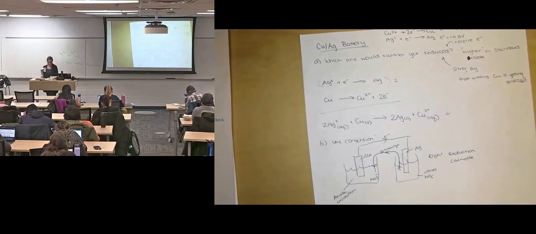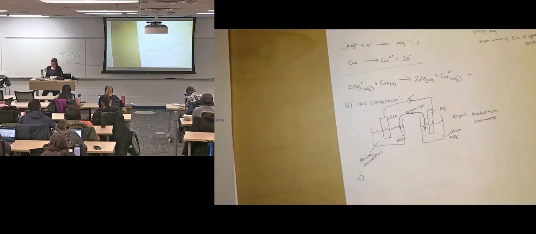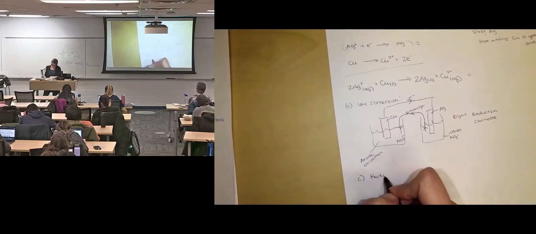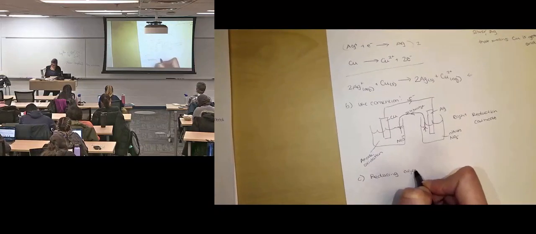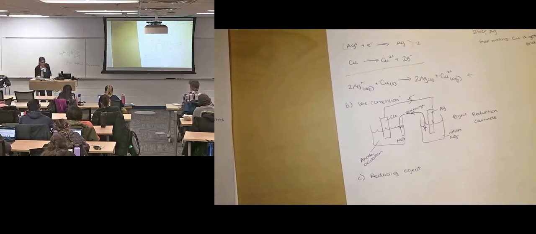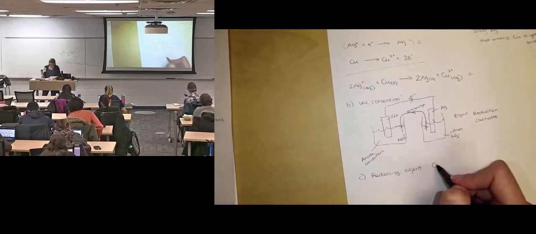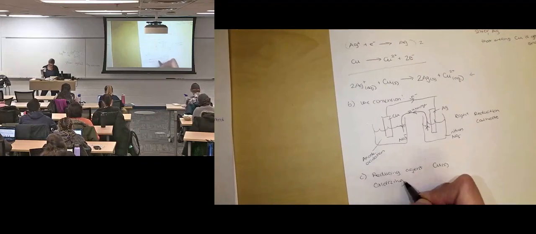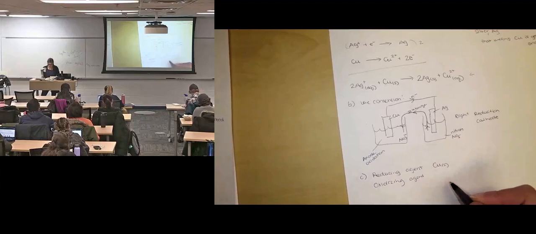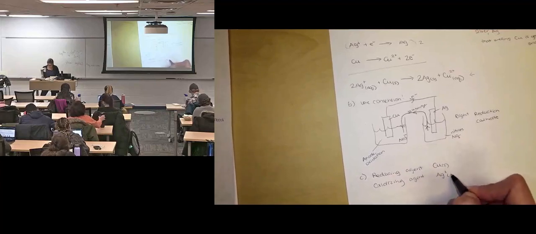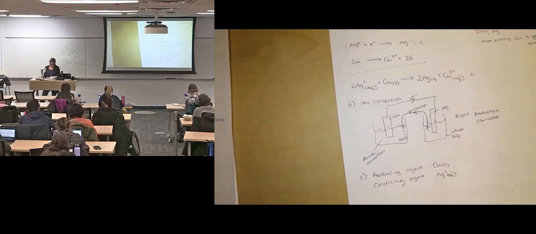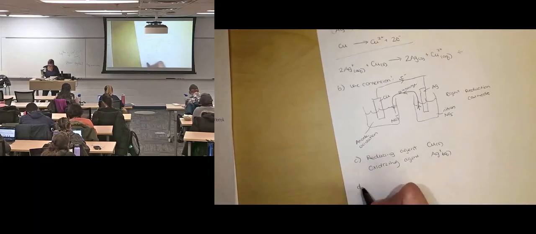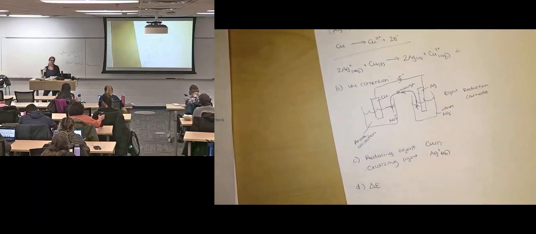What's my reducing agent? I am what reduces something else. Solid copper. What is my oxidizing agent? I'm the thing getting reduced. Aqueous silver.